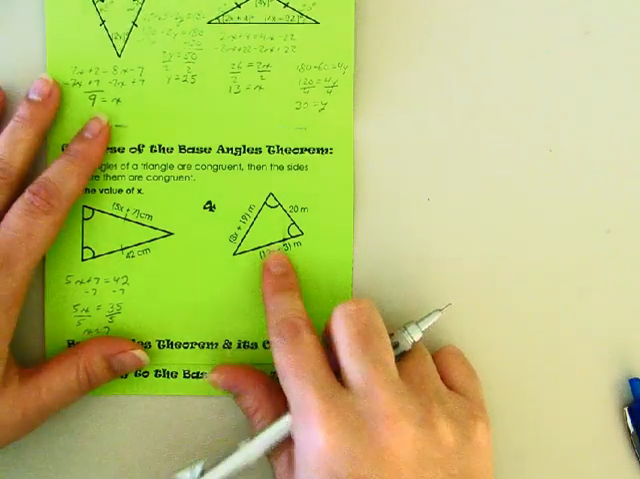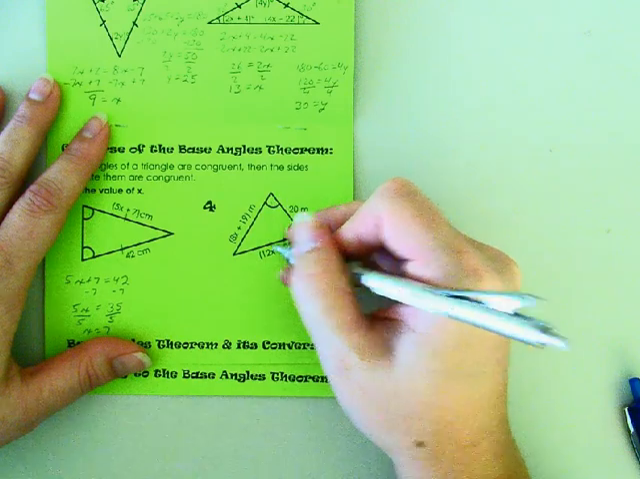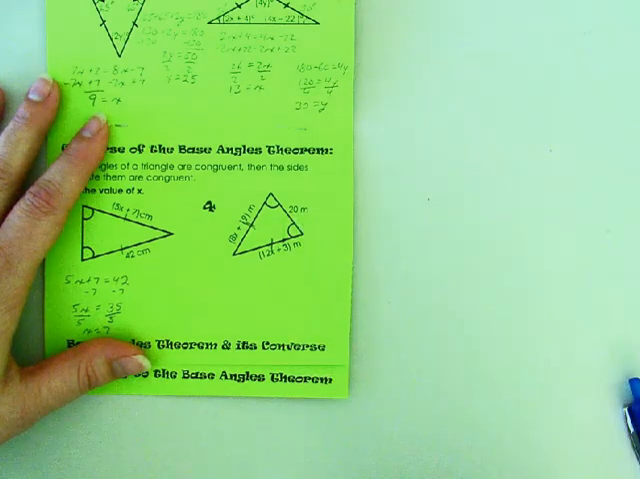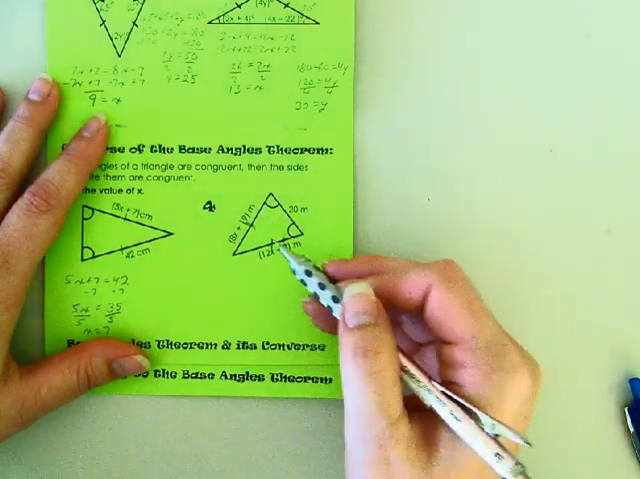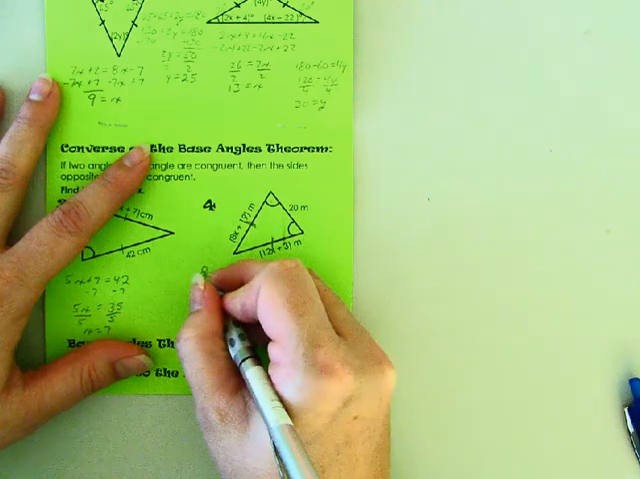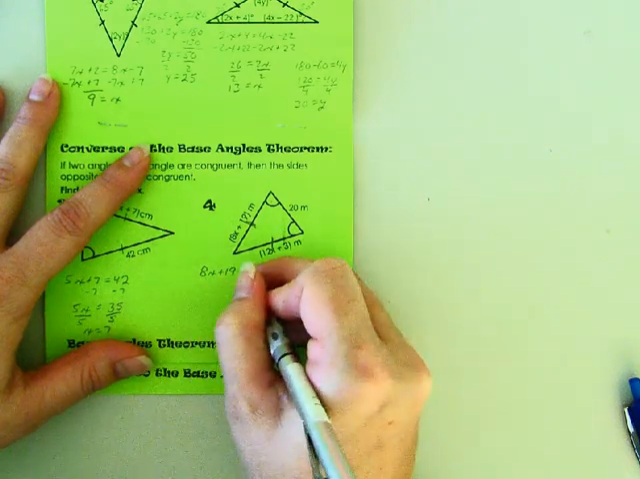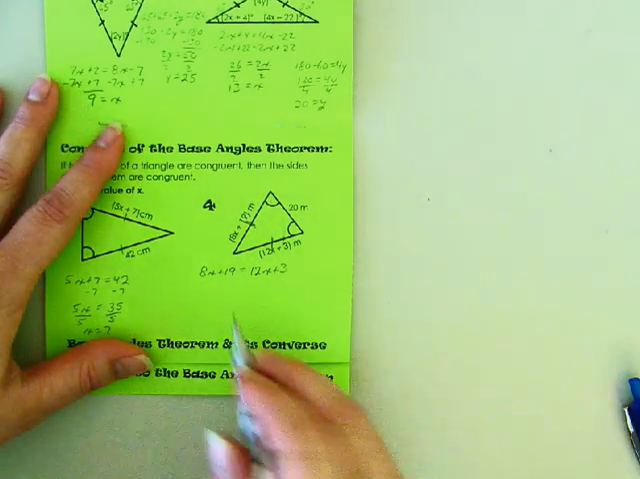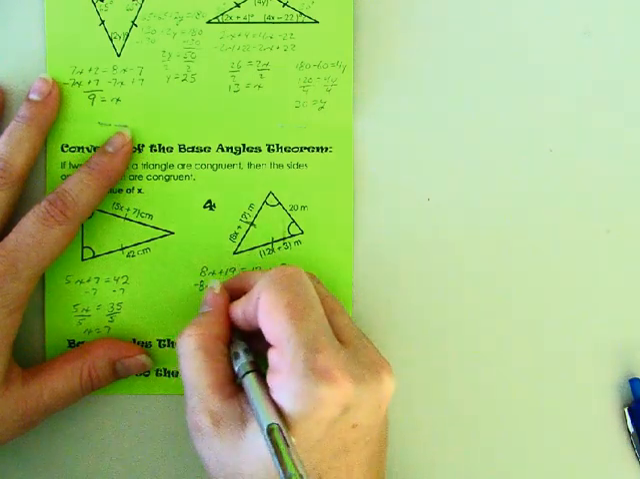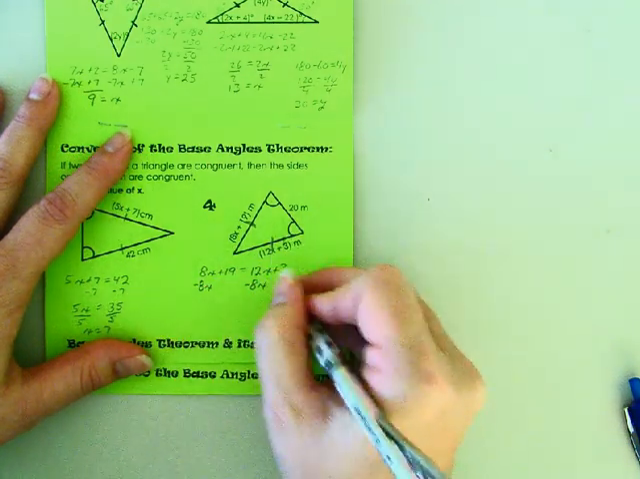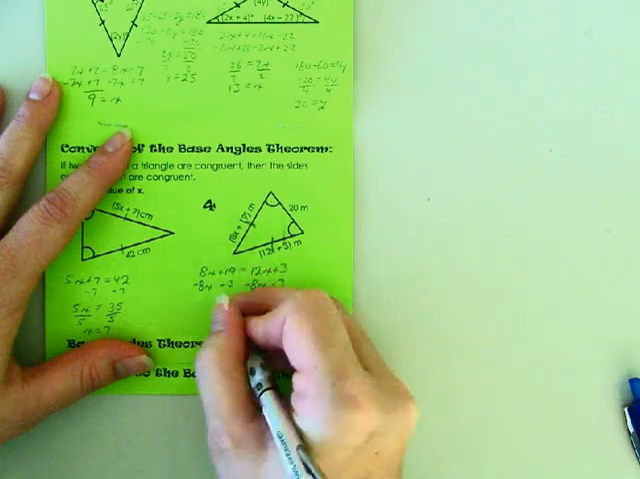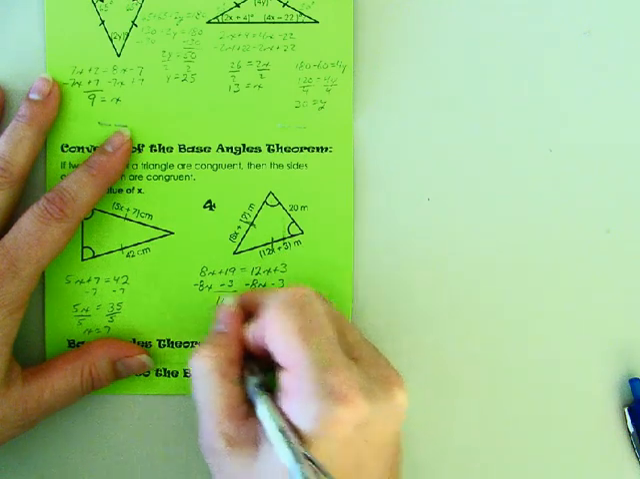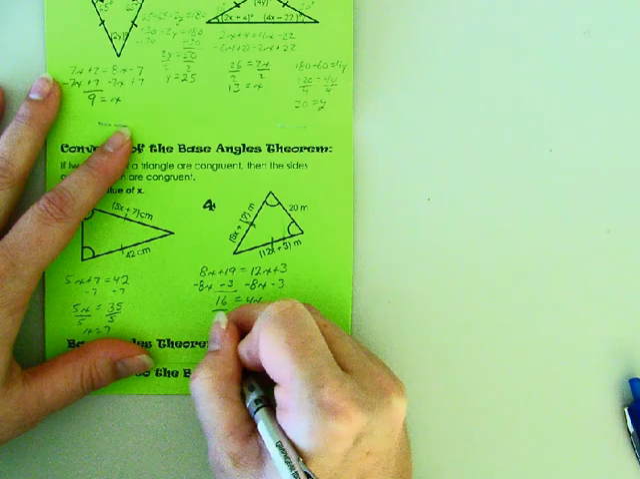Same thing for number 4. We have two angles being congruent. The sides opposite of those angles must also be congruent then. So this 20, that's extra information that we don't really need for this problem. We're going to say 8x plus 19 equals 12x plus 3 and solve for x. So I'm going to subtract 8x from both sides. And I'm going to subtract 3 from both sides. So I end up with 16 equals 4x, divide by my 4, and I get x equals 4.